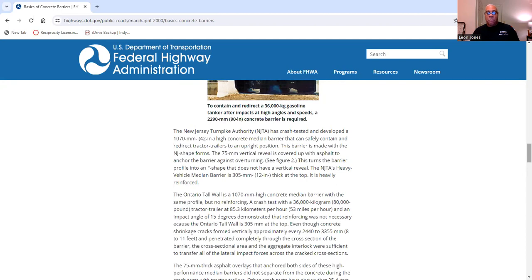Now, the 75-millimeter vertical reveal is covered up with asphalt to anchor the barrier against overturning. Now, this turns the barrier profile into an F shape that does not have a vertical reveal. So basically, the NJTA's heavy vehicle median barrier, 12 inches thick at the top, is heavily reinforced.